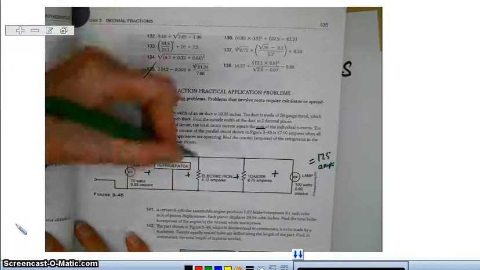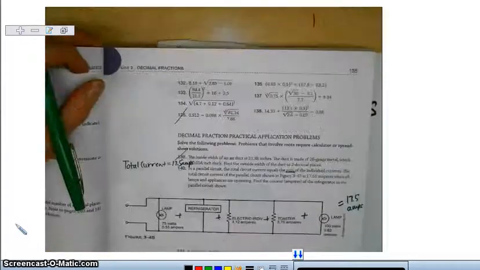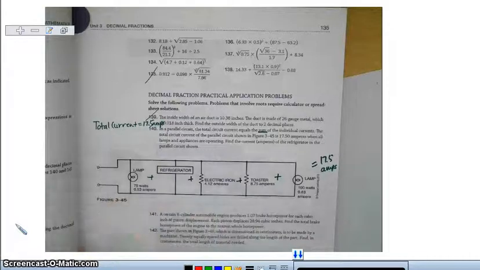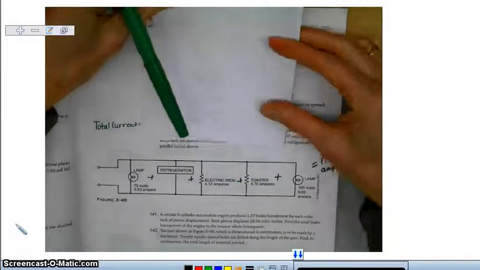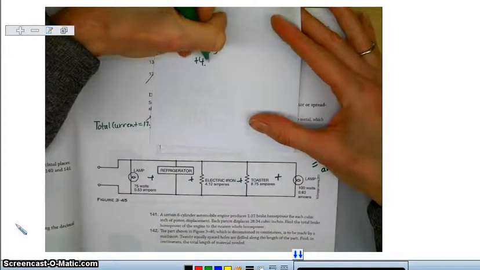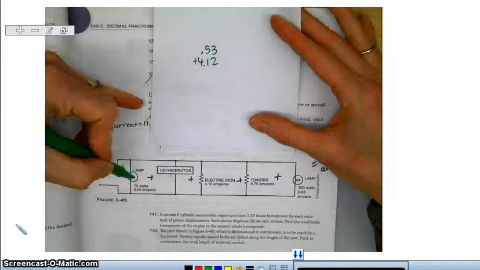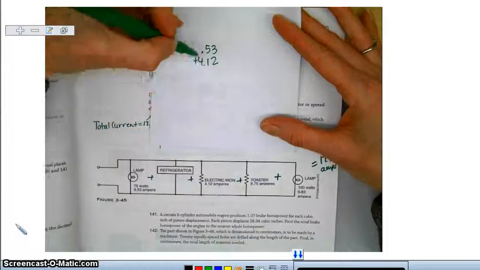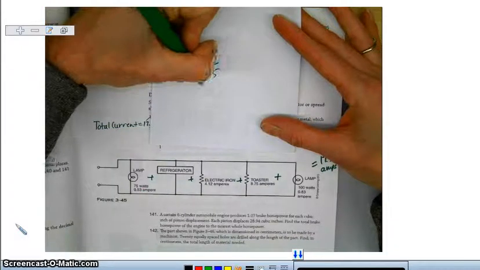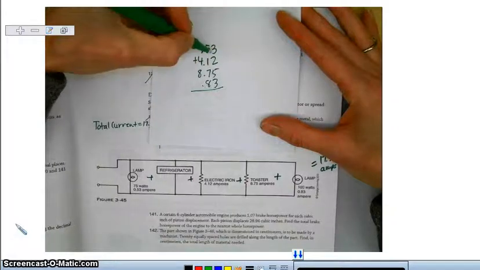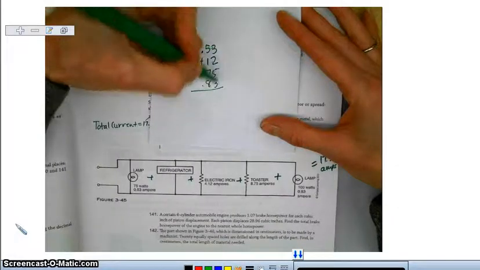So the best way to set this problem up would be a vertical problem, going up and down. I would write 0.53 plus 4.12. I can't add the refrigerator yet, so I'm going to add up all these other ones first. So if I add up all these other ones, 4.12, 8.75, and 0.83, this is what the other four add up to right now. I could use my calculator, but I'll just do this by hand. 3 plus 2 plus 5 is 10, plus 3 is 13.